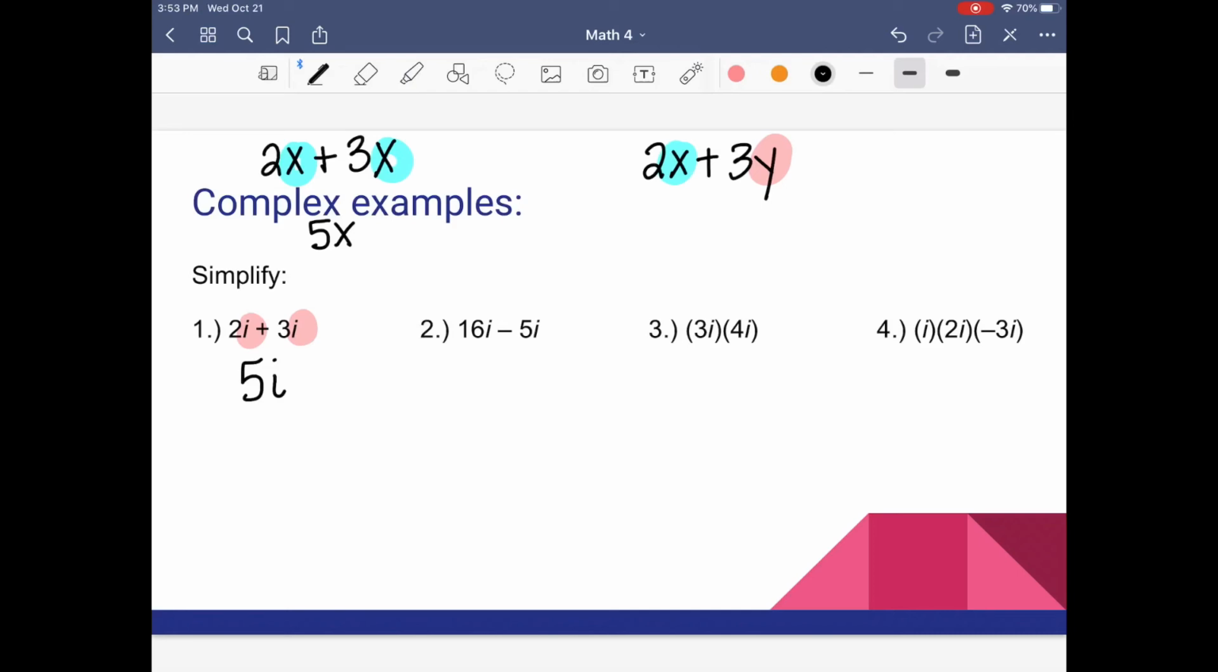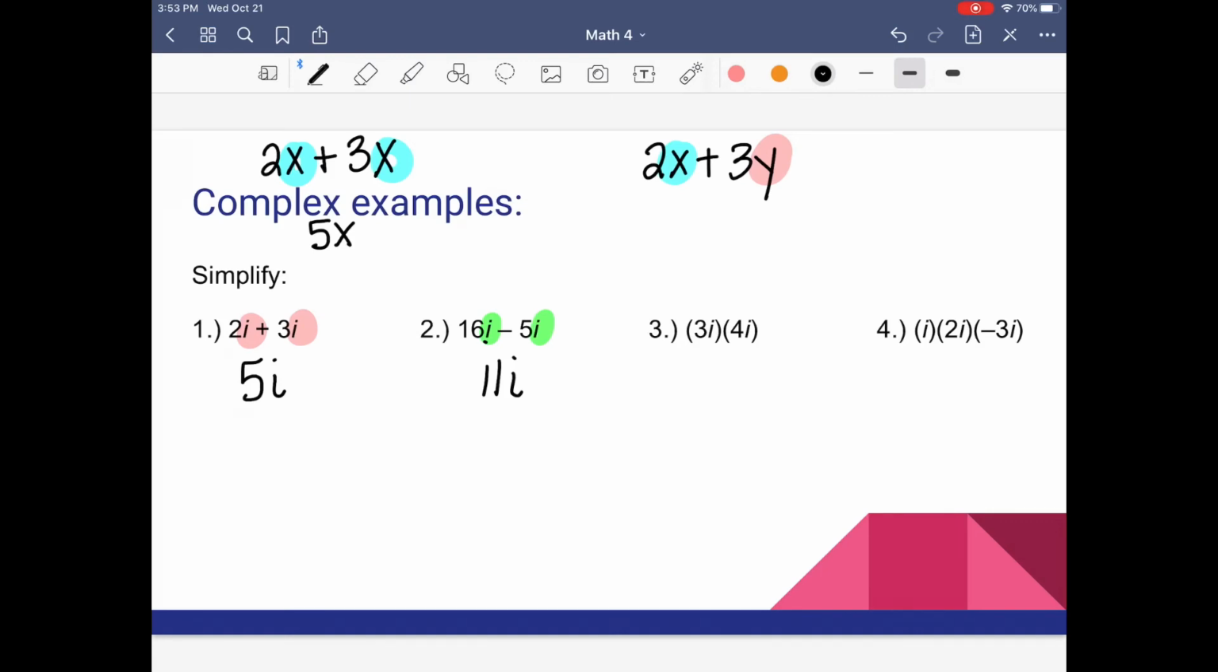All right, just like for the next one, I have 16i minus 5i. I can subtract those because they are like terms. So 16i minus 5i gives me 11i.